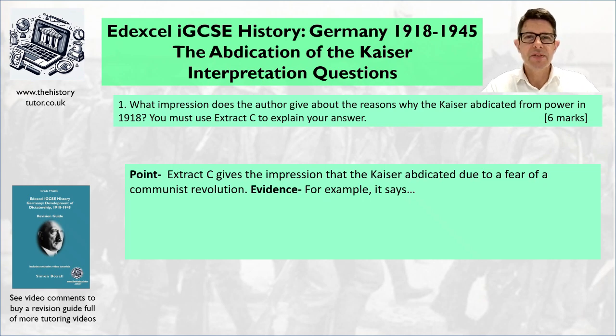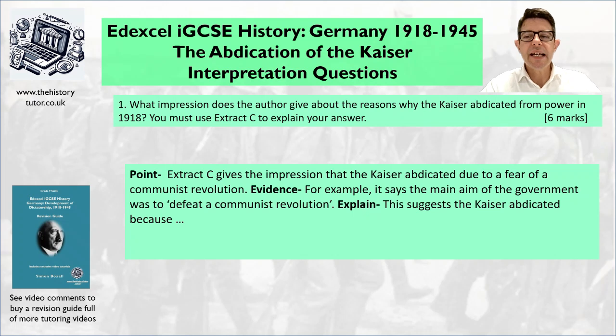You've got an idea? Here's what I've said then. For example, it says the main aim of the government was to defeat a communist revolution. So very simple, very easy. Now we can explain. So this suggests the Kaiser abdicated because the communists.